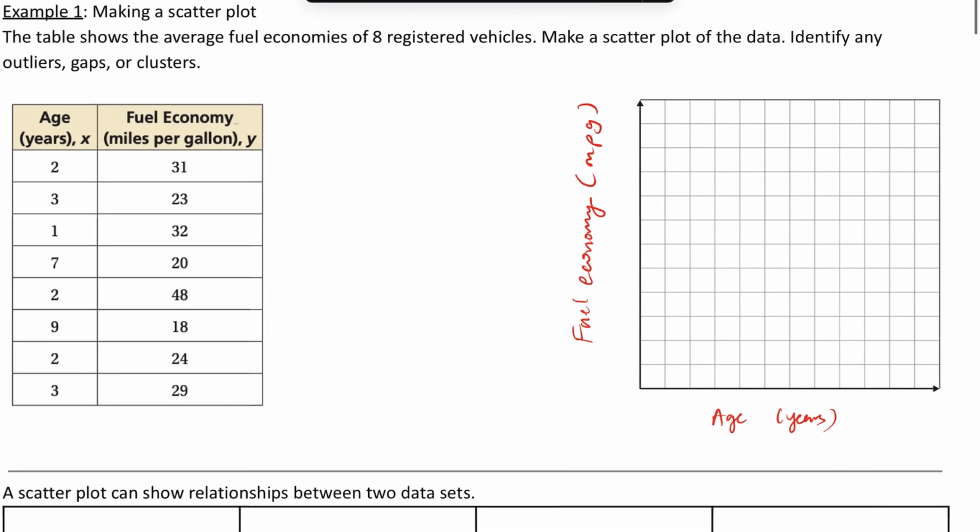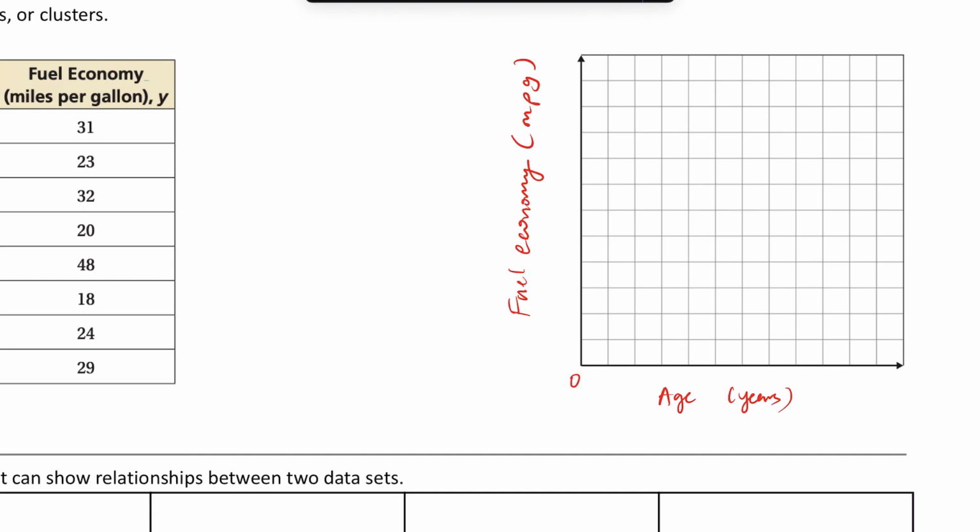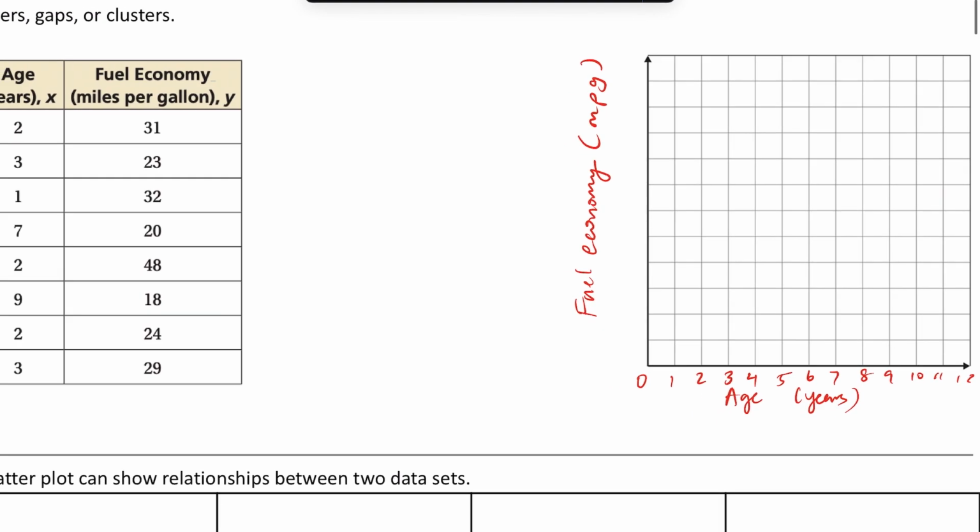So what you have to do is plot the points. So I'm going to take some time and plot the points. For my x's, I'll go up by 1s. And then for my y's, I think by 4s are okay. So 4, 8, 12, 16, 20, 24, 28, 32, 36, 40, 44, and 48. So let's plot all of the points.